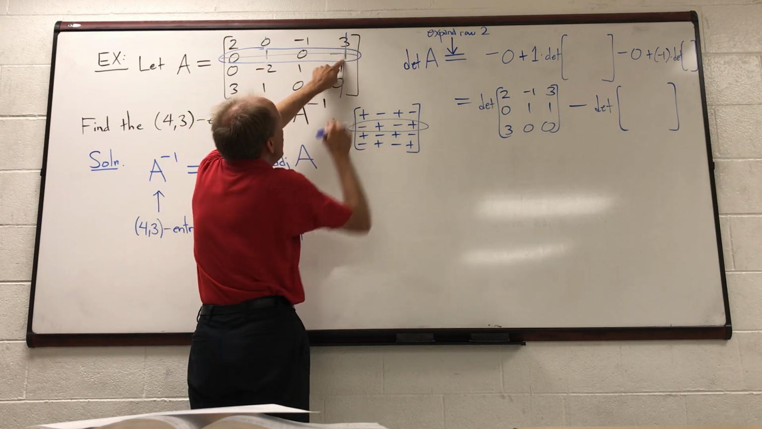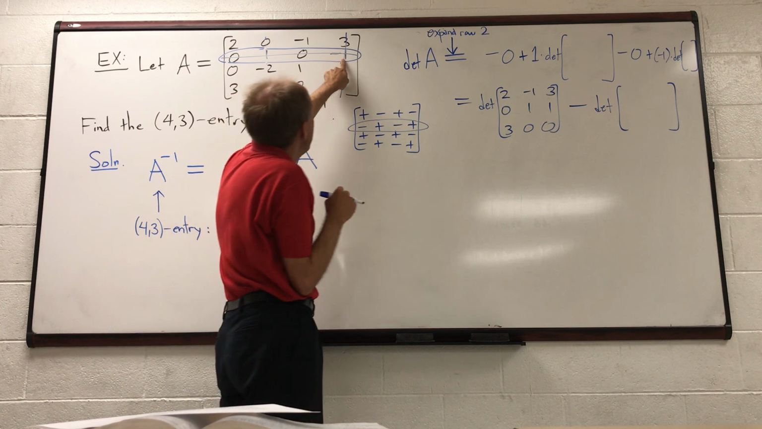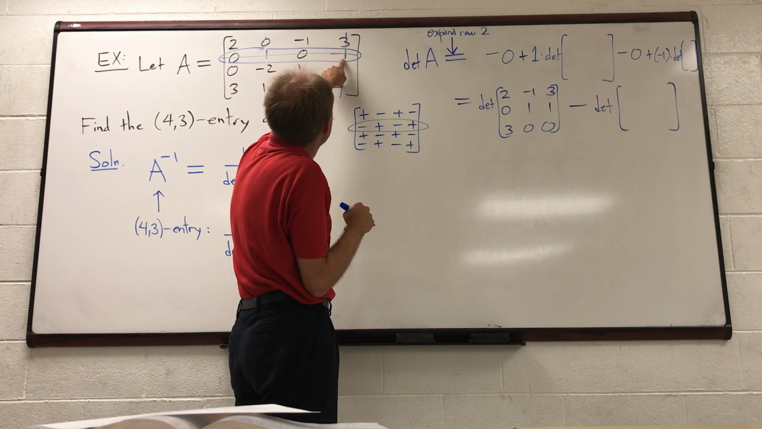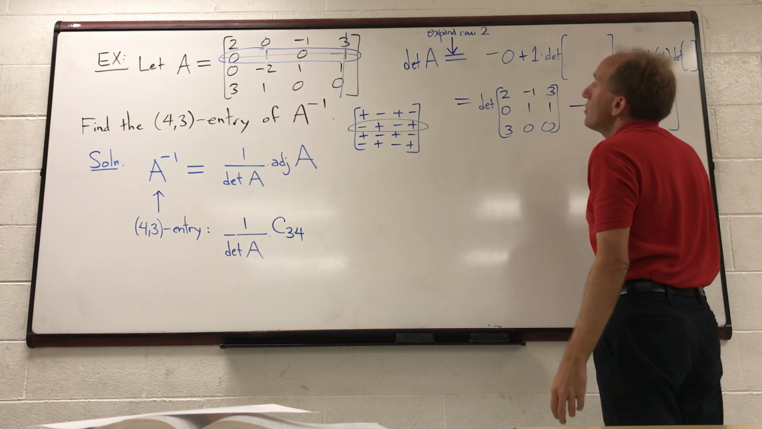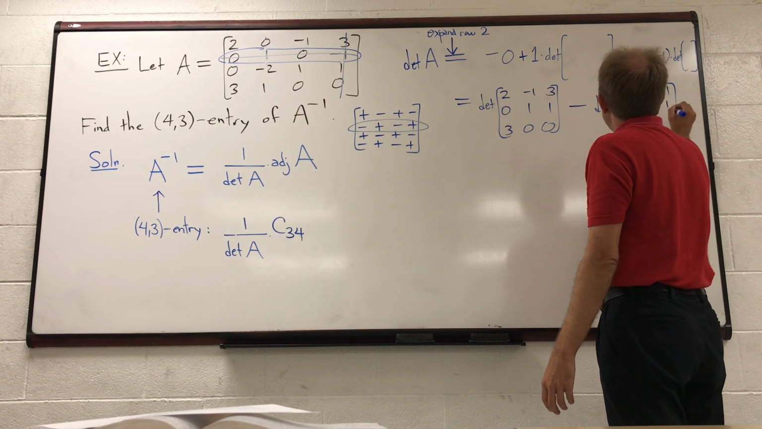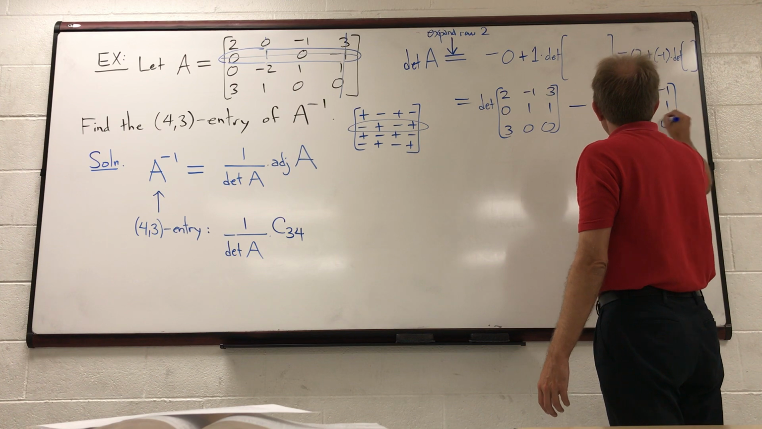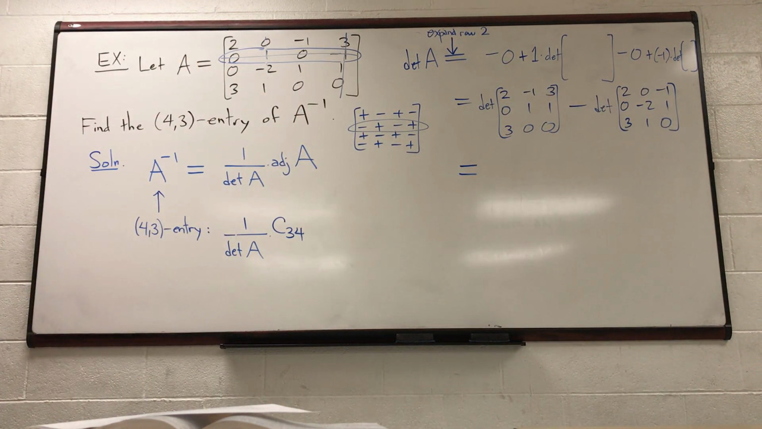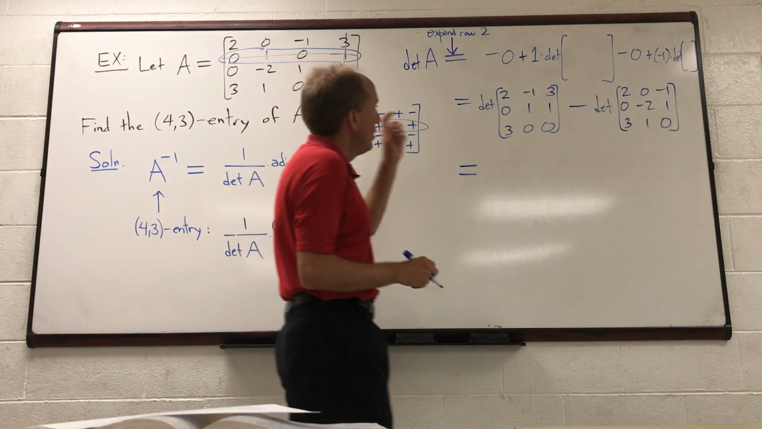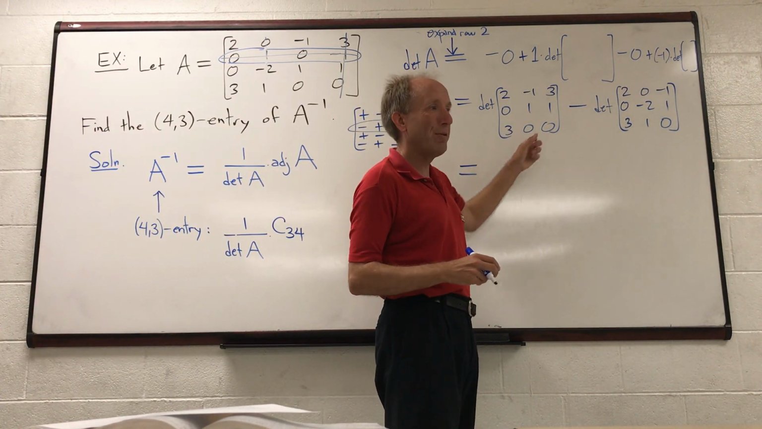So the 2, 4 position is over here. Right, and we've already taken care of the -1, so I just have to write down a 3 by 3 matrix there too. So 2, 0, -1, 0, -2, 1, and 3, 1, 0. Okay, great. And now can somebody just tell me at a glance what this determinant would be?